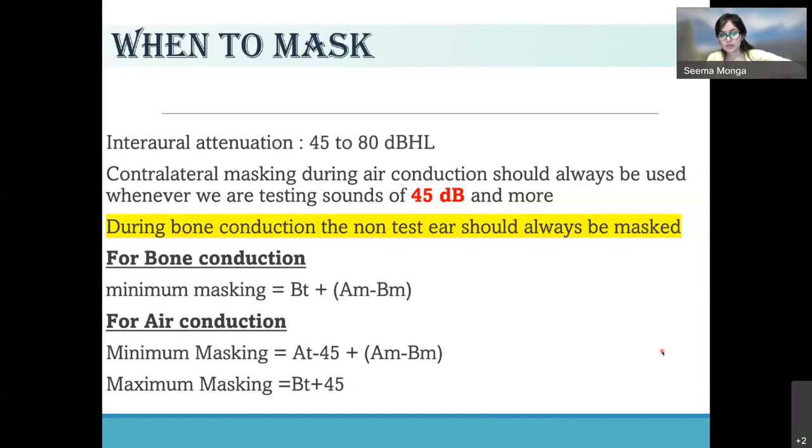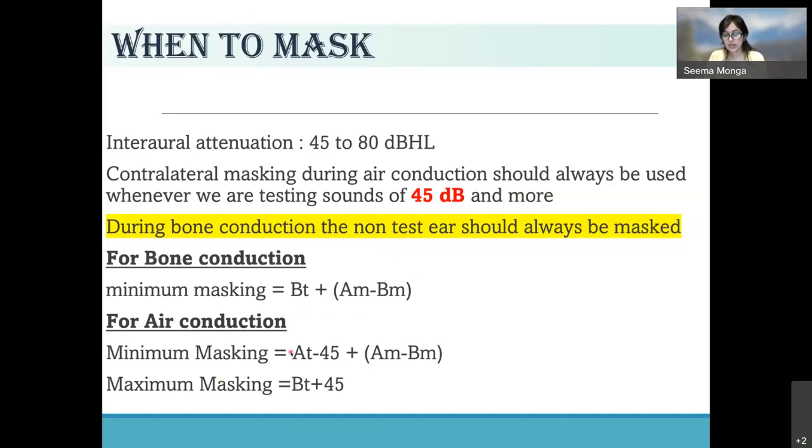Okay, so these are the formulas for how much to mask. You just need to know how to calculate it, basically. So minimum masking and maximum masking. Minimum masking is the minimum amount of sound that is required to mask one ear. So this is the bone conduction of the test ear, BT, plus AM, the air conduction of the masked ear, minus the bone conduction of the masked ear. Suppose you are testing the right ear and the bone conduction threshold is around 30. For bone conduction, minimum masking is 30 plus air conduction of the left ear minus bone conduction of the left ear. Similarly, this is for air conduction.